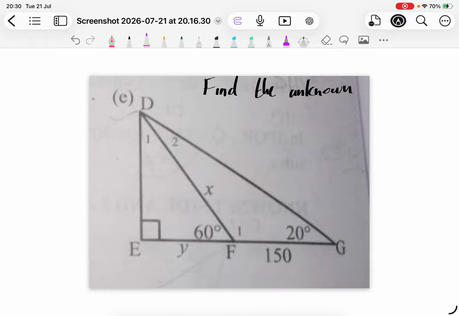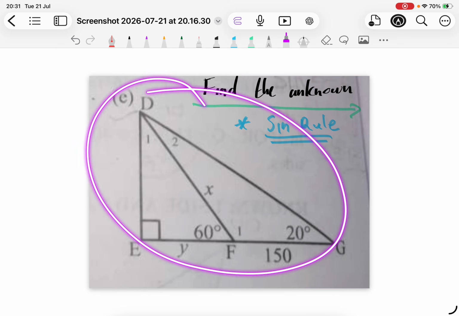So, there's a question that Amahle sent to me, and I will quickly go through it so that everyone understands what to do here. The question simply says find the unknown. What Amahle has already established is that here we also have the sine rule, right? We have the sine rule, and if I just quickly look at this diagram here, what can I do?